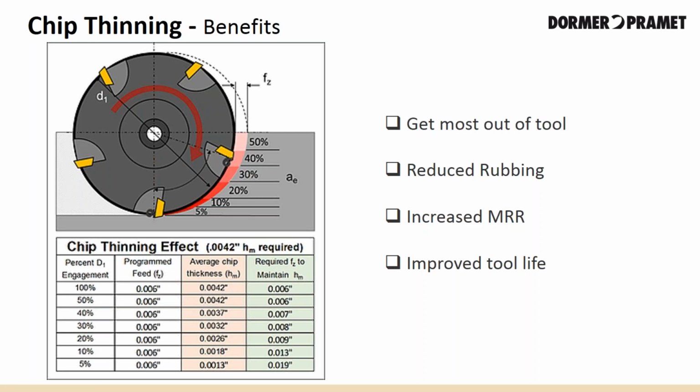The main purpose or benefit of chip thinning adjustments is to get the most out of your tool. Keeping the chip thickness constant ensures that a tool is doing as much work as it can within a given cut. We also reduce the rubbing from material due to no chip thinning adjustment, increase material removal rates, and improve tool life.